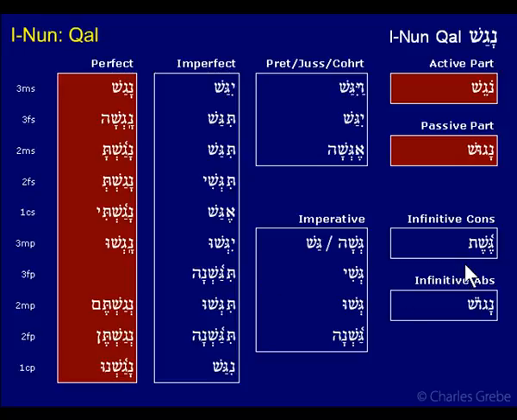These other forms, the prefix forms, that's where we're going to see the nun disappear. You can already see it here, right? Yigash. That gimel there has a dot in it, that's a dagash forte, and that is our assimilated nun. But we'll come to that in due course.